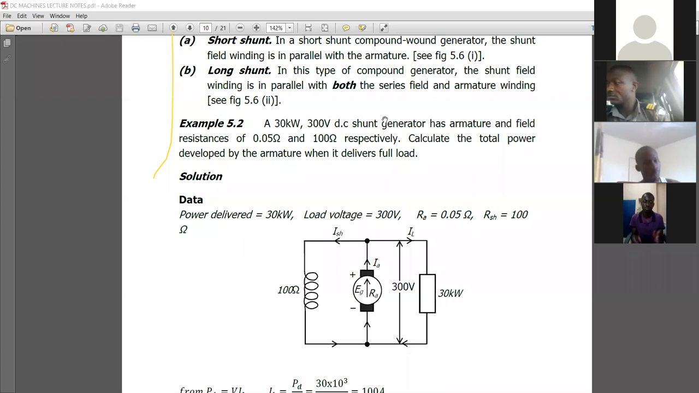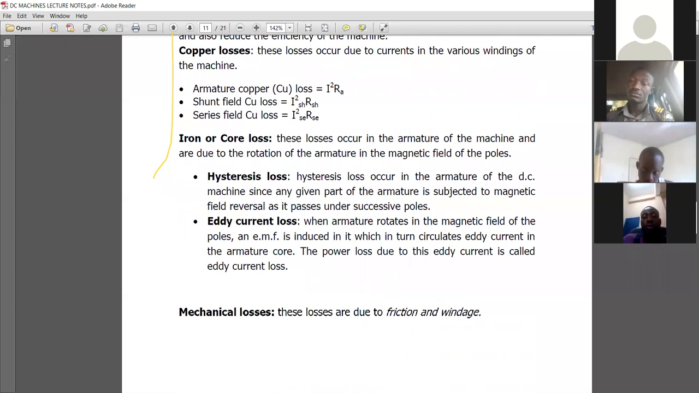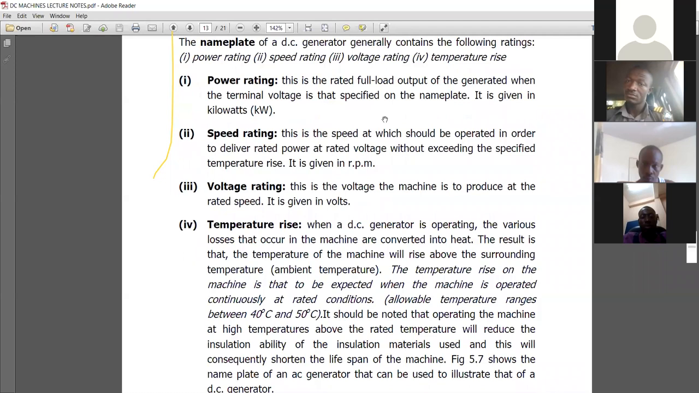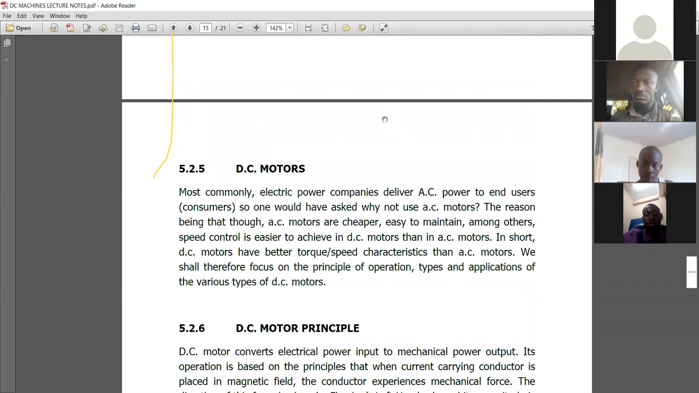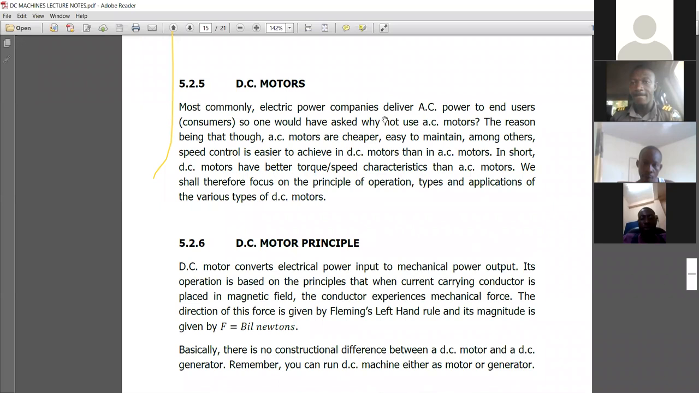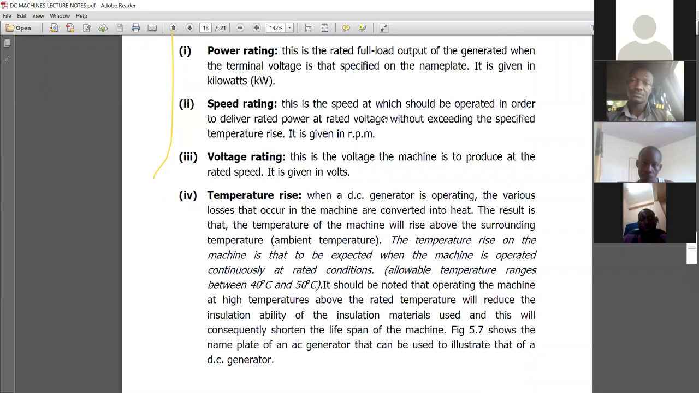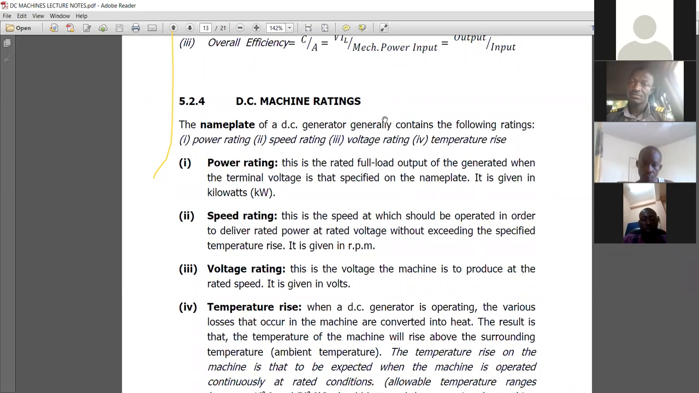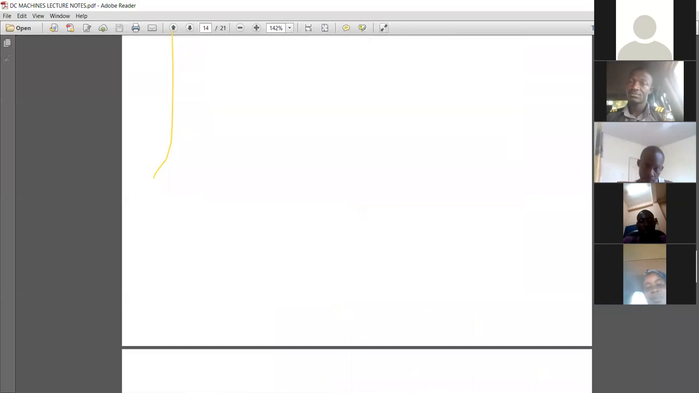Okay, so can somebody remember maybe the last thing we discussed, for which we can continue from there? I'm sharing my screen, so I hope you can all see it. Yes, sir. Have you started with DC motors? I think the last time that we had our lessons, there are some questions that we should try and answer.